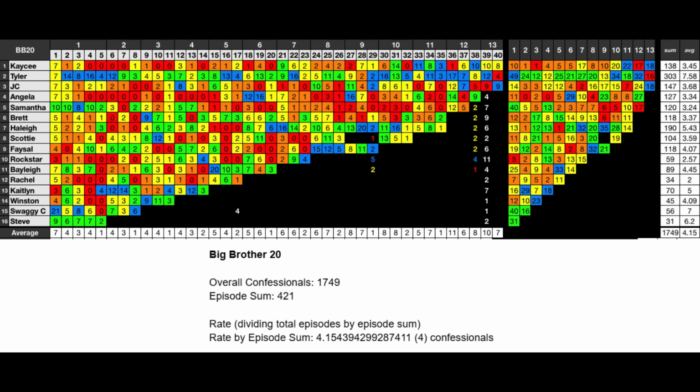Big Brother 20 got 1,749 confessionals and a 421 episode sum number. And dividing the former by the latter, we have a rate by episode sum of 4.15. So that causes for an average of 4 confessionals per contestant per episode.